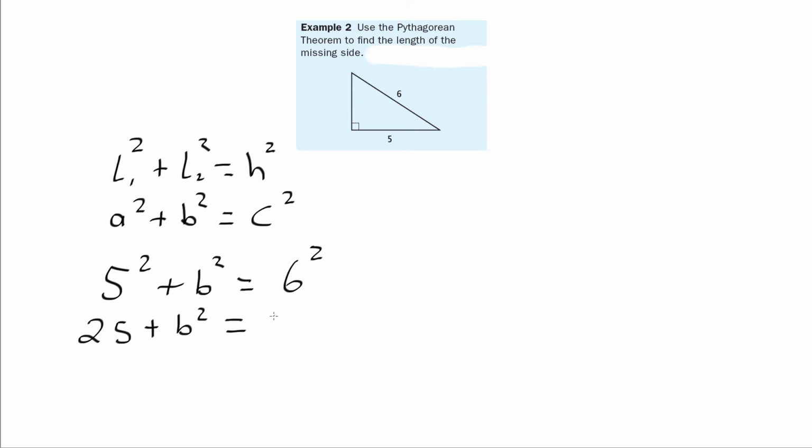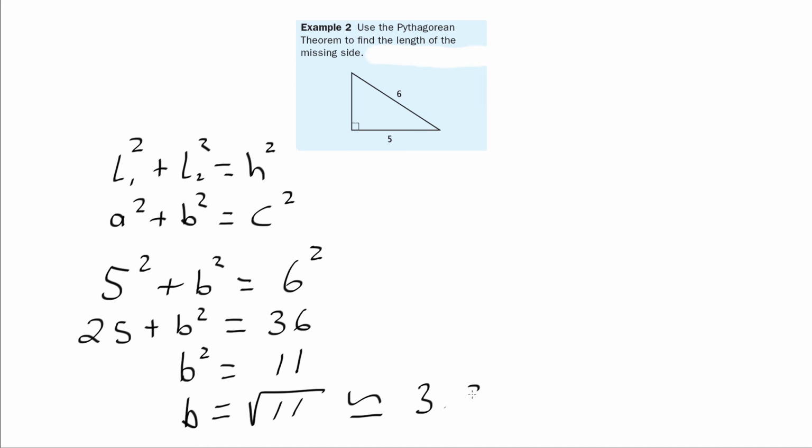Subtract 25 from both sides of the equation, b squared equals 11. So b equals the square root of 11, which is approximately 3.32. Remember, if you're asked to find an exact value, you stop here with the radical at root 11. If you're looking to find an approximation, then 3.32 would be sufficient. Make sure you know which one you're looking for.